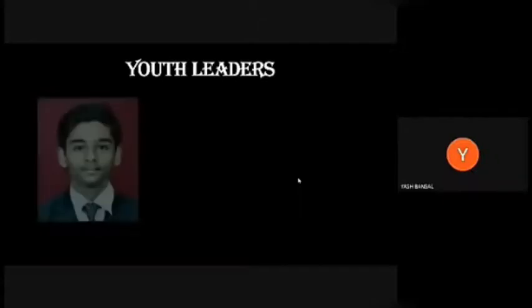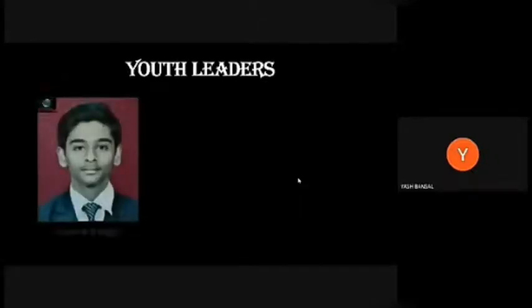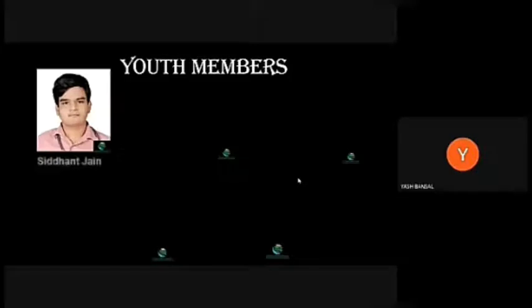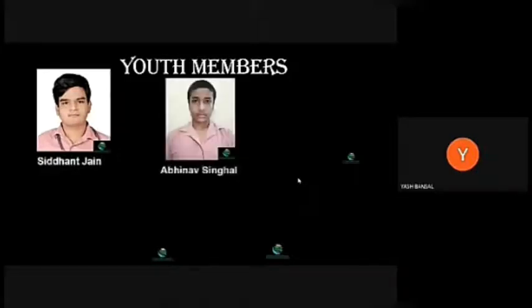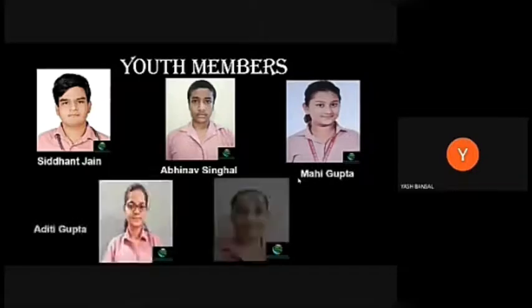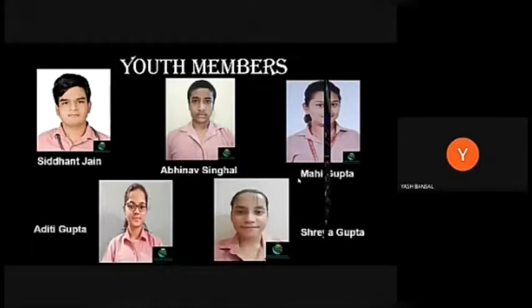These are our youth members, Krish Singh and Yashwant sir. Now, these five are our youth members: Siddhant Jain, Abhinav Singhal, Mahi Gupta, Aditi Gupta, Shreya Gupta.